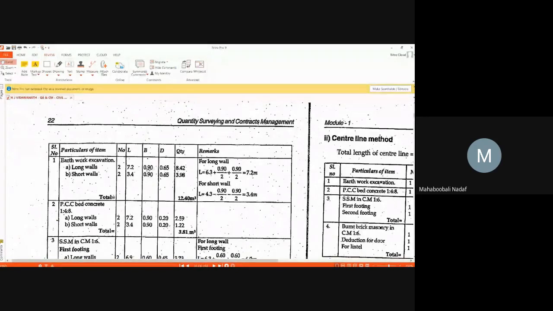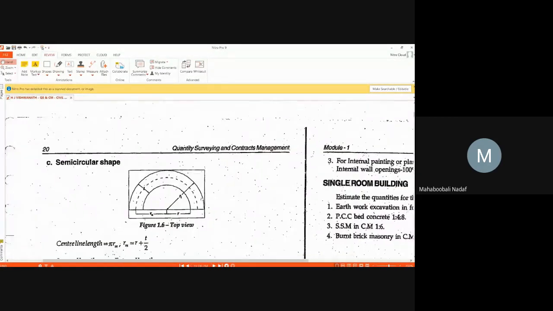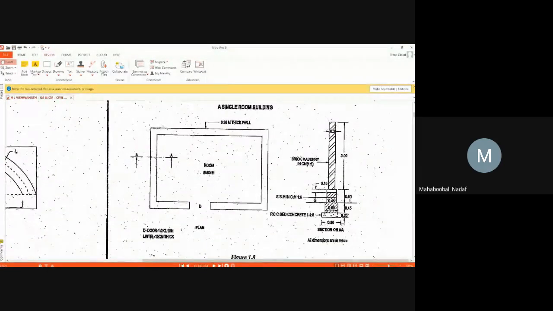From the cross section, you can easily see what the width is here. 0.9, right? What is the excavation depth? From the ground level, 0.45 plus 0.2, correct? Till the bottom of the PCC bed, you need to add the vertical distance. 0.45 plus 0.2, how much? 0.65, very good. So remember 0.65; the width of the excavation is 0.9.